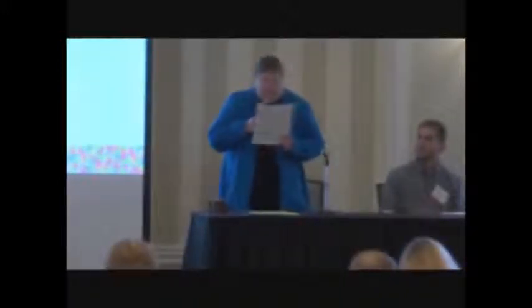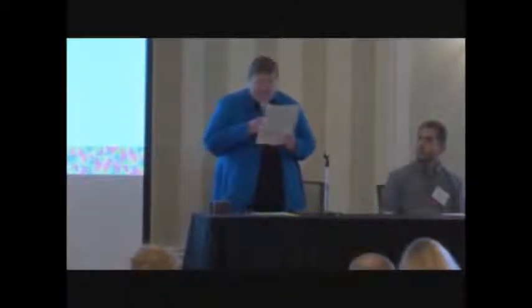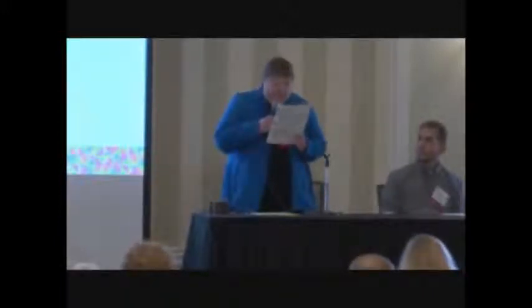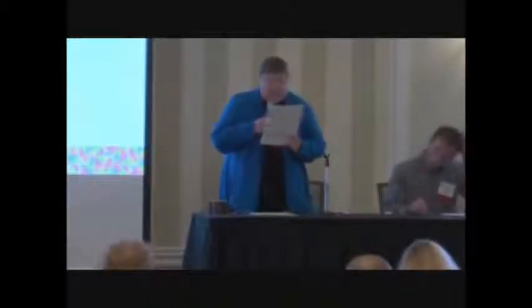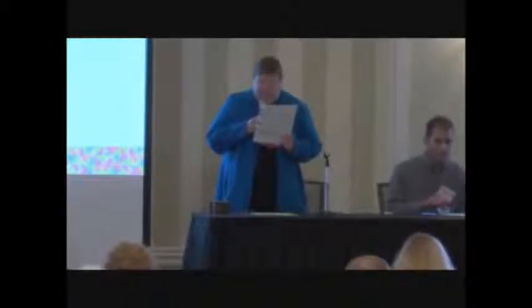The overarching theme of this session is self-determination theory. This is a theory of human motivation which focuses on the degree to which individuals' behavior is self-motivated and self-determined.